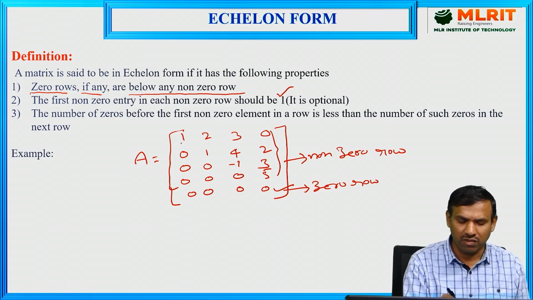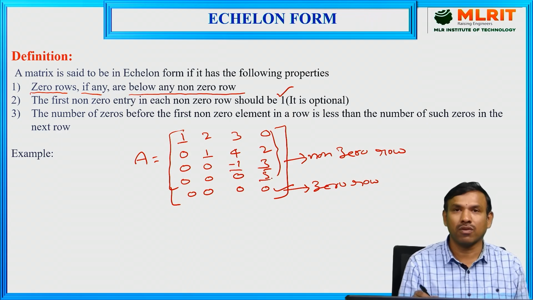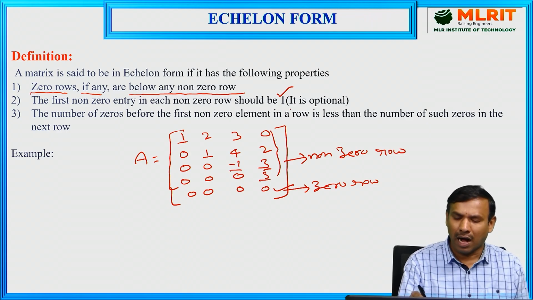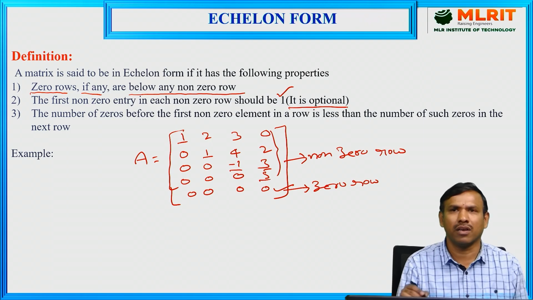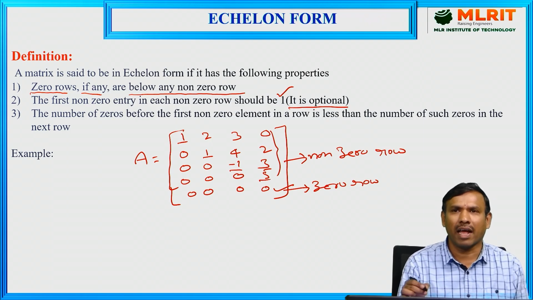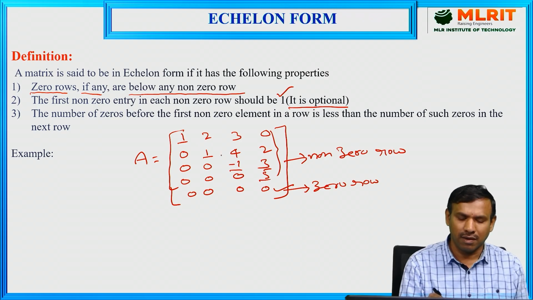So look at this one, the first non-zero entry is 1. Here it is a minus 1. Here it is a 5. So it can be 1 or it cannot be 1. It is an optional condition. Even if you don't maintain it, the rank of a matrix will not change. But try to maintain that the first non-zero entry should be 1.